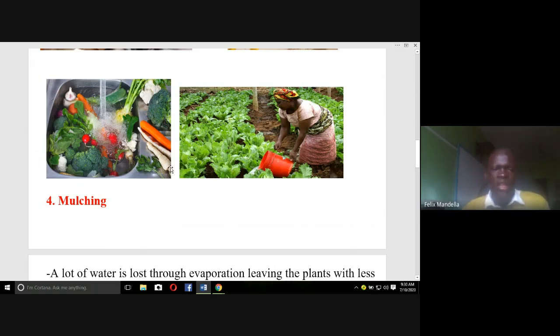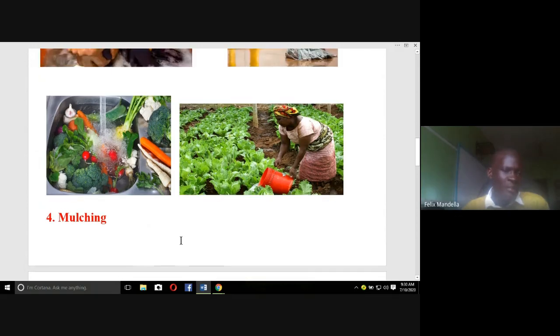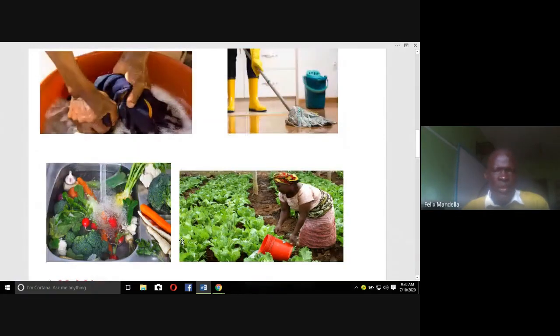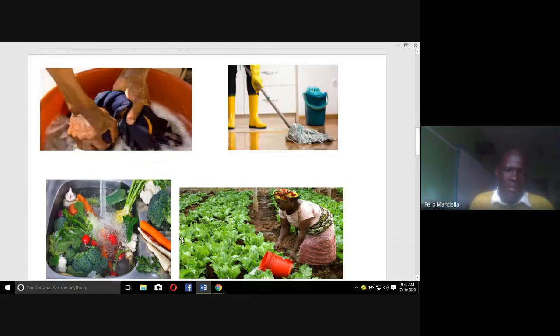This is what we call reusing water. Have we understood the meaning of the word reusing water? We have said reusing water simply means using water that has already been used for another purpose. And we have given examples.